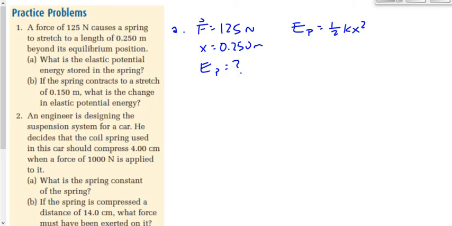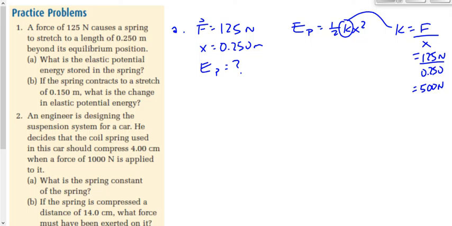But we do have a problem with that, and that is we don't know what k is. So how do you suggest we find k? Good. Let's find k by using F over x. F is 125 newtons, and x is 0.250 meters. And Jillian, what did you get for that? 500 newtons per meter. All right, now we can plug that back into here. 500 newtons per meter, 0.250 squared. And what do we get for a final answer there?